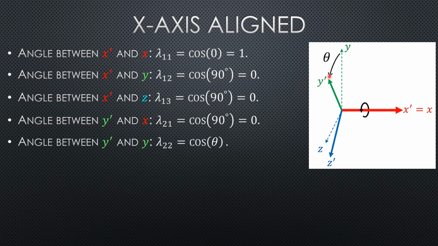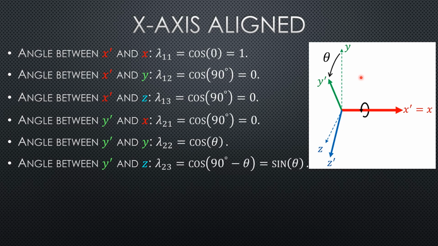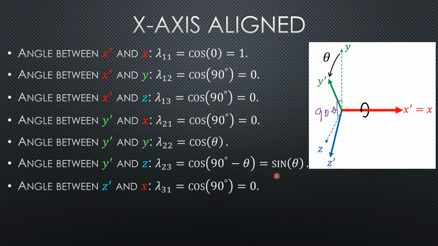y prime and y gives us cosine theta. And then we have y prime and z. So remember, y prime's here, z's right here. And if these dashed lines were 90 degrees to each other, this has to be 90 minus theta. Okay, so that's where this comes from. The sum and difference trig identities give us sine as an equivalence.